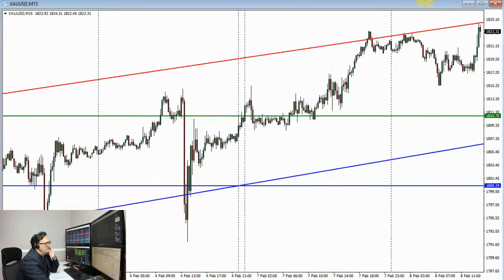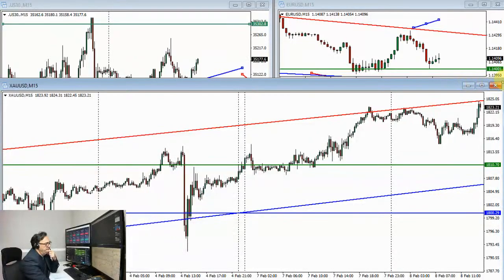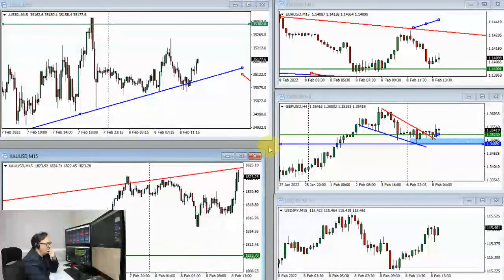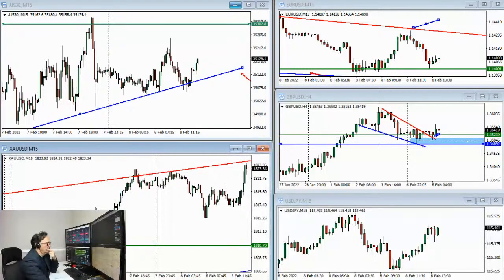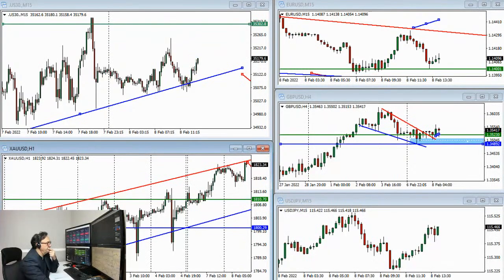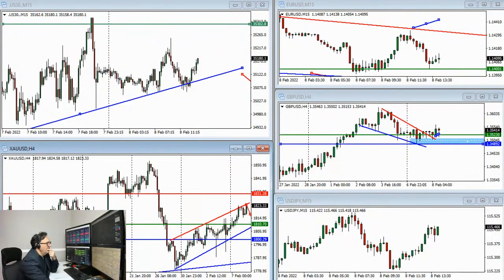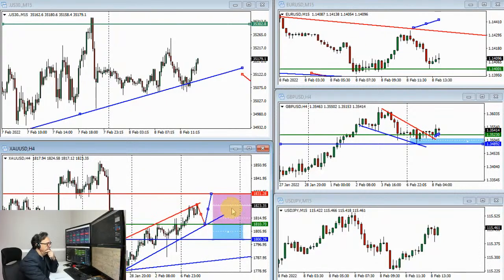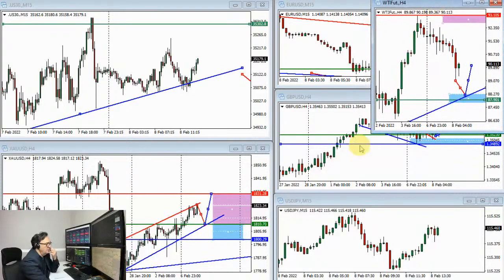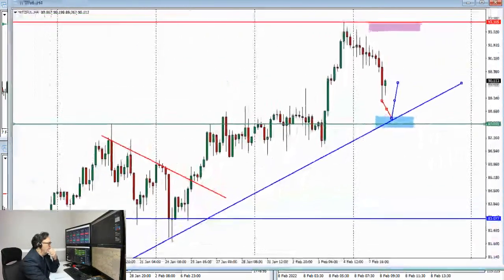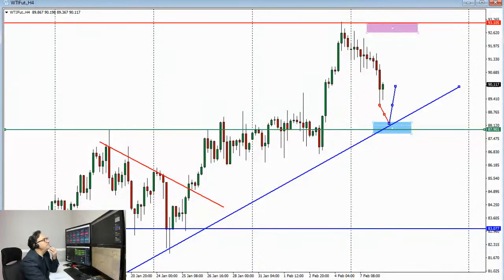So let me just put this down here for now and show you crude oil. I am bullish crude. Now, a couple of reasons for that as well. We have inventories coming tomorrow.